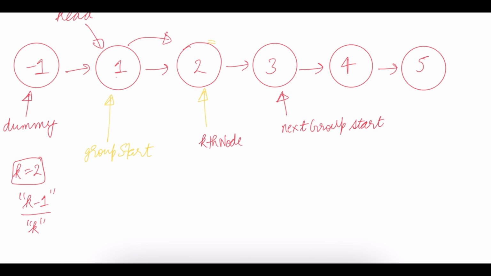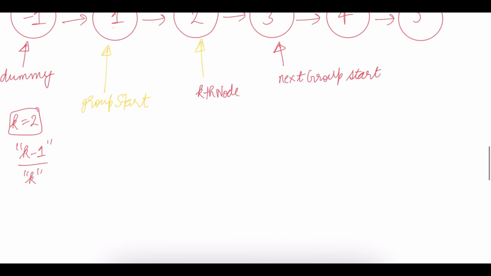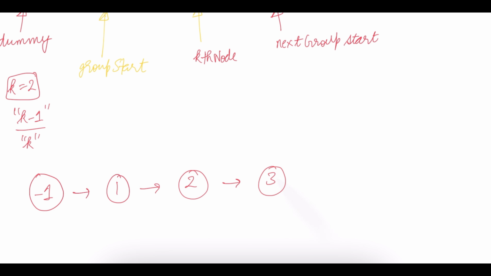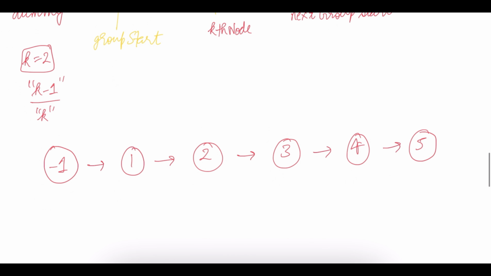So we have this, and let me draw this again. So I have -1, I have 1, I have 2, I have 3, I have 4 and 5. So this node -1 is also going to be the end of the previous group. So we can set this as previous group end, and it is also our dummy node.